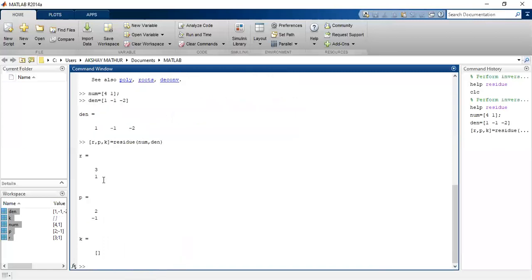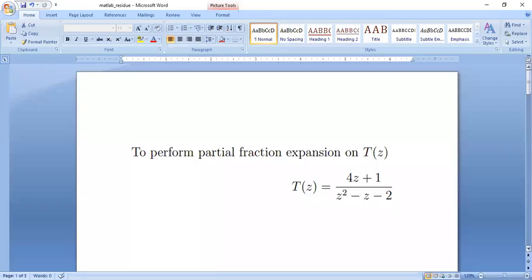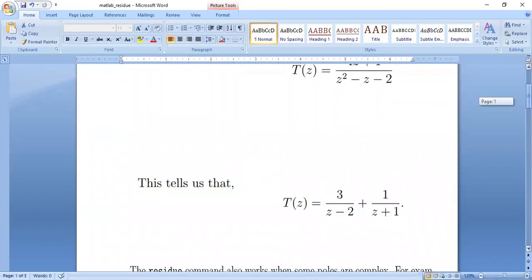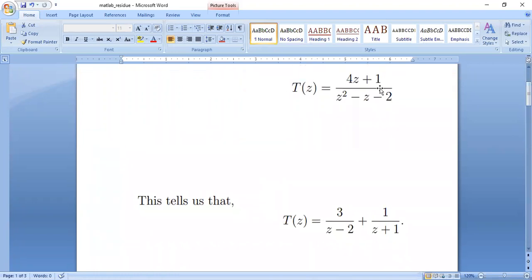You would find here I have got the values 3, 1, 2, minus 1, and an empty matrix. So what does it mean? We have broken it into partial fractions. Let us see again how I have done this. I have taken the partial fractions here, broken it, and I get an answer which looks like this. This tells us that (4z plus 1) upon (z square minus z minus 2) looks like 3 upon (z minus 2) plus 1 upon (z plus 1). So this is how we do the inverse Z transform using the residue method.